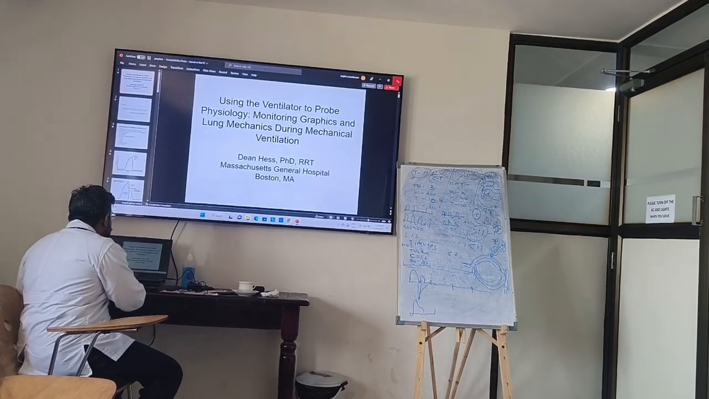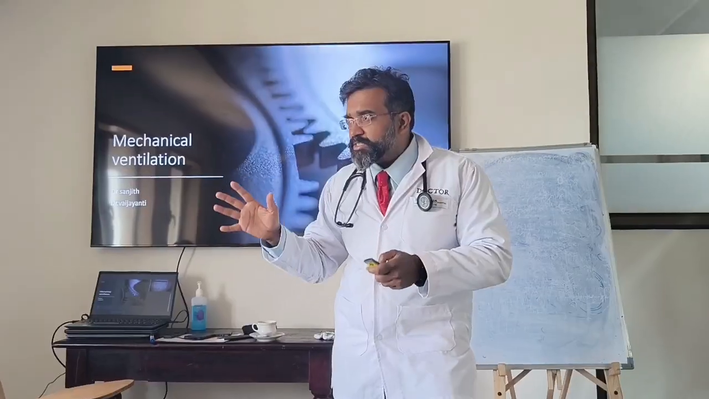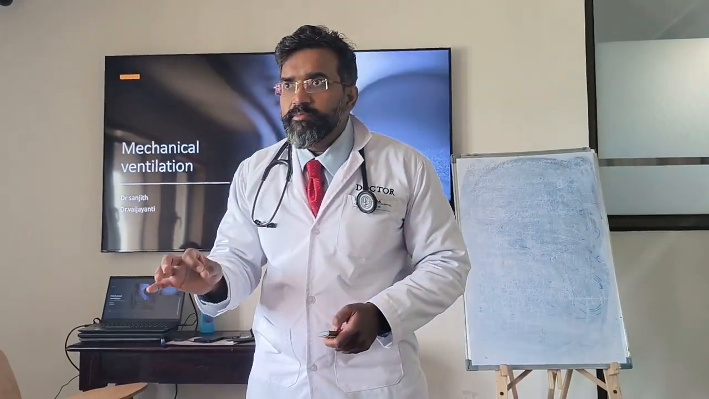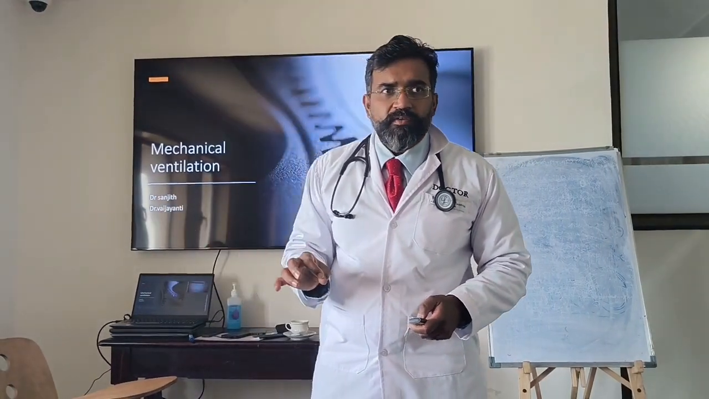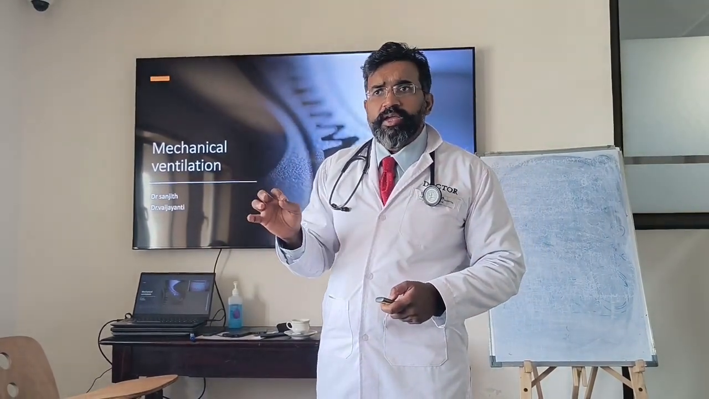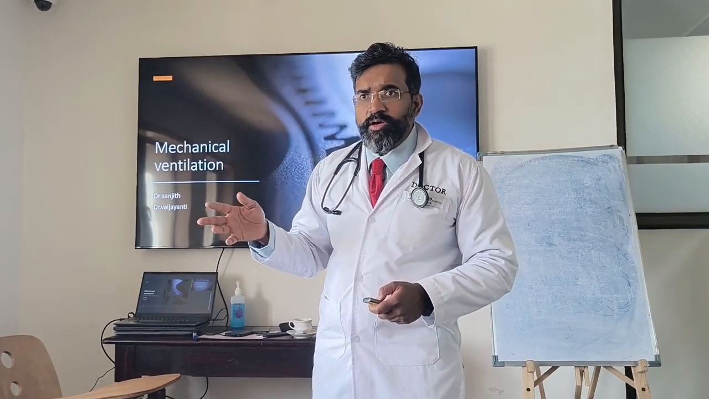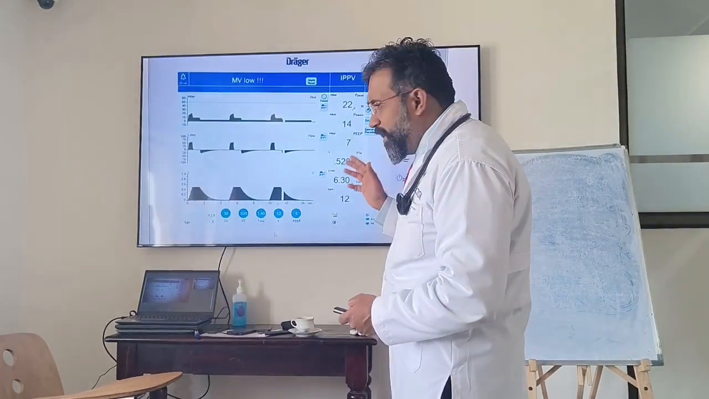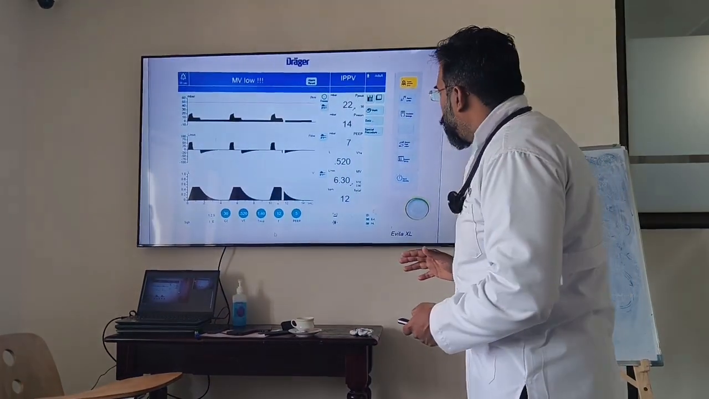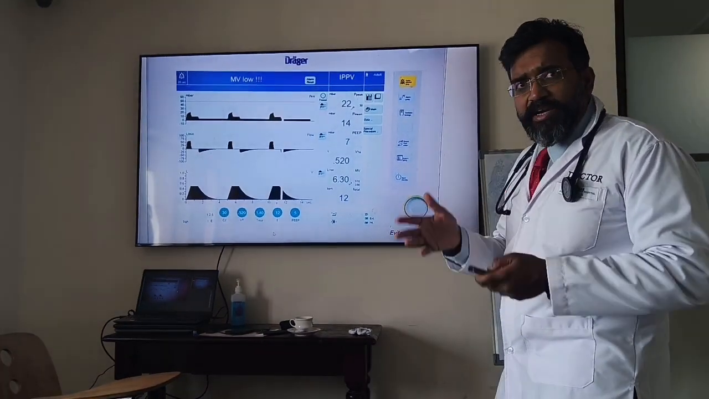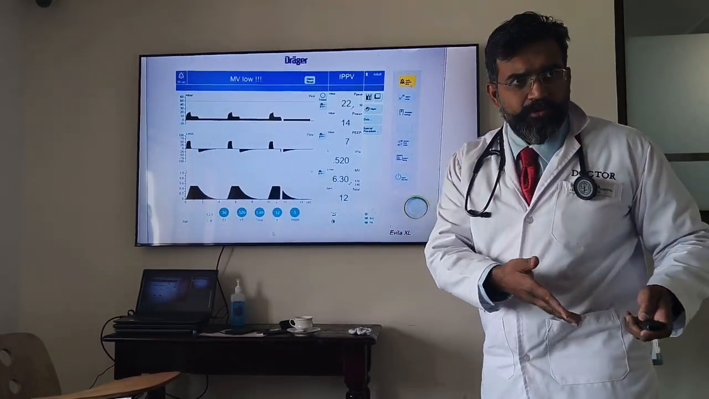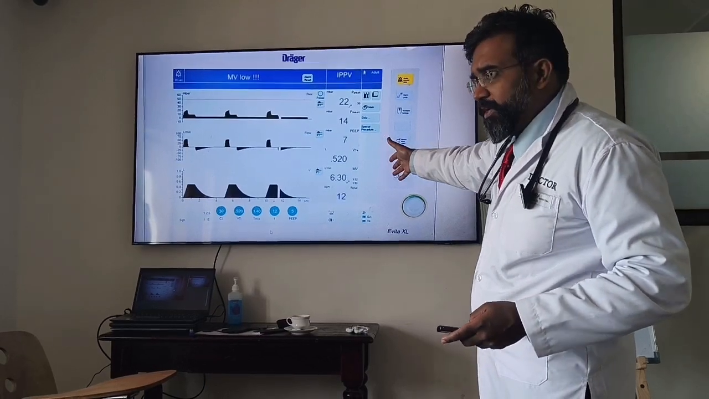Let me have that once more. Now we are going to see it in real time and understand what's happening. We'll also understand some troubleshooting, what is going wrong. These are again very basic. Now this is our ventilator that we use in the ICU in the hospital. This is a Draeger Evita XL.